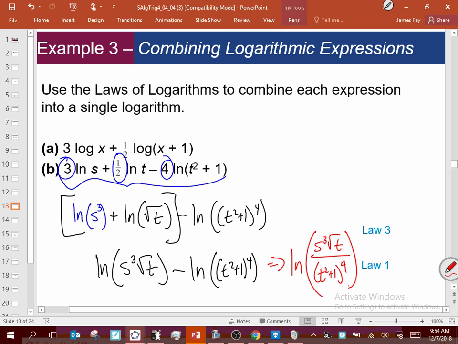We'll run out of time, so I'm not going to do this. I could go back through and say, let s be 2 and let t be 5. Those are the only two variables we're using. Then go through part B where it says 3 ln of my s value plus 1/2 ln of my t value minus 4 ln of my t value plus 1. Evaluate, get a numerical response. Then go to that red expression, plug in the exact same s and t values, evaluate, get a numerical response, and I'm done if they're the same, right?